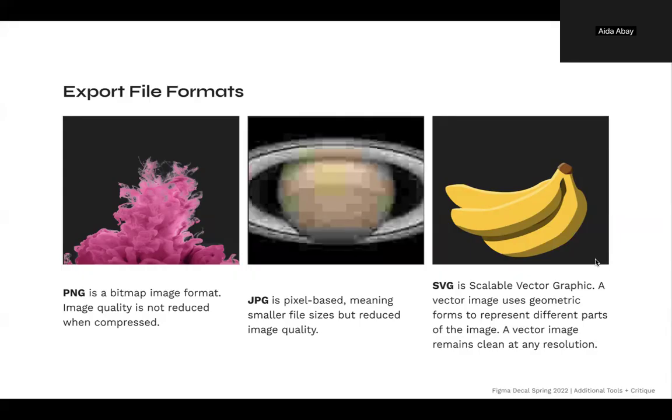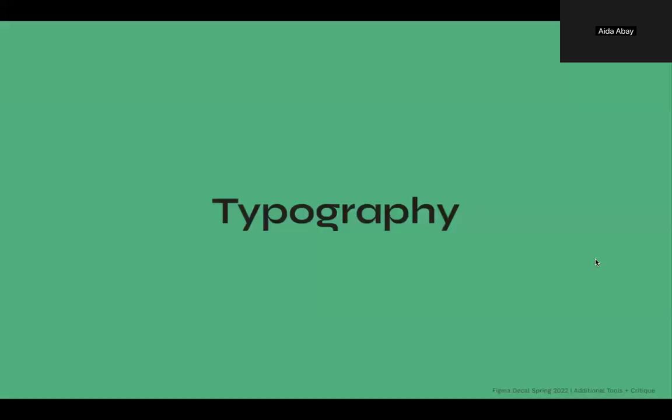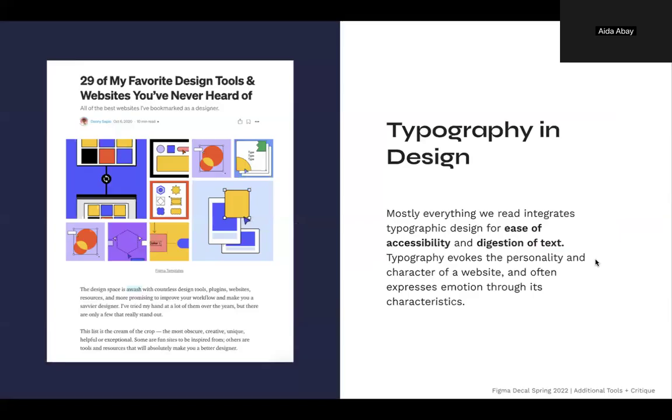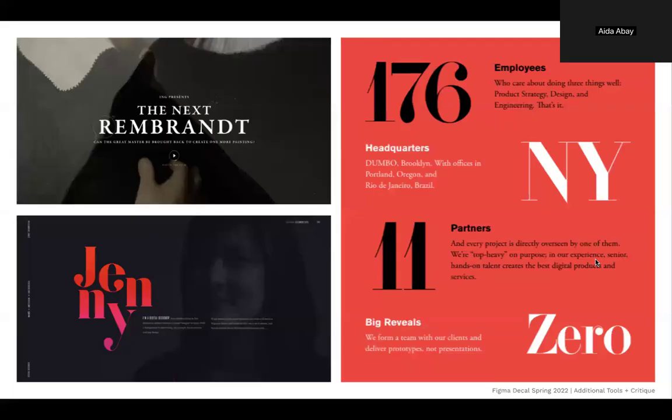Next up, we have typography. With typography and design, mostly everything we read integrates typographic design for ease of accessibility, as well as digestion of text. So the typography evokes the personality and character of a website, and it often expresses emotion through its characteristics. Sometimes you'll never even really notice these things when you're going through the sites or when you're looking at ads, but they really do have a big impact on how you interpret whatever text you're looking at. So here are some examples.